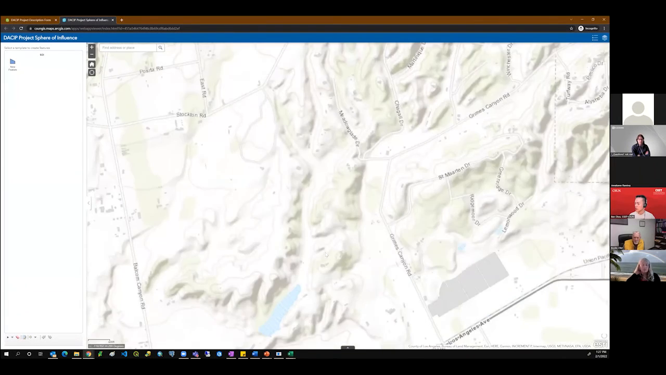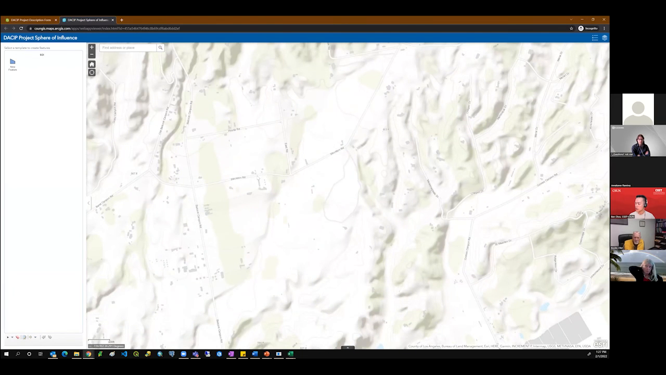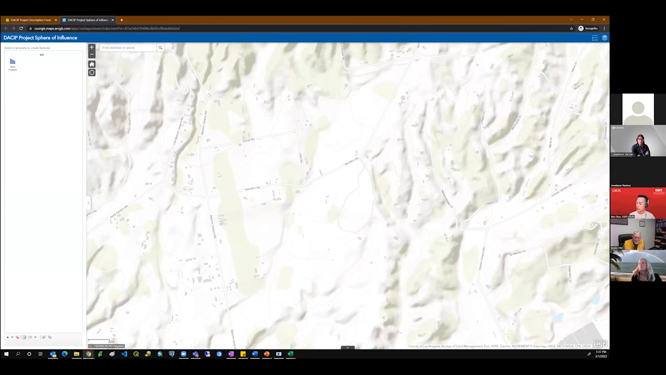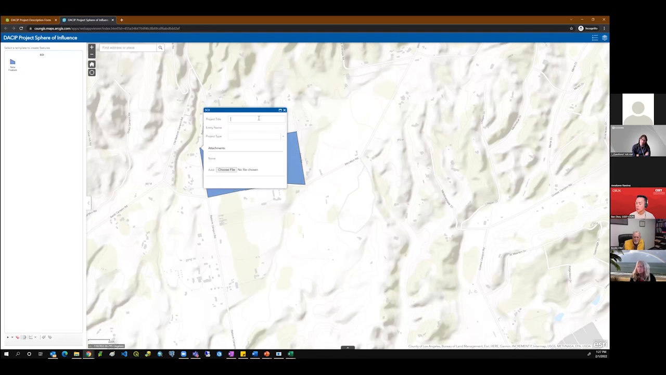So for example, if we said that this area was the Green Acres neighborhood, to draw the custom boundary, you would click on New Feature, and then you would click on the boundaries of that neighborhood. So we're just going to follow this street, just clicking along as we follow the street. And then once you reach the final edge, you double click, and then a pop-up shows up asking you to put in information about your project.